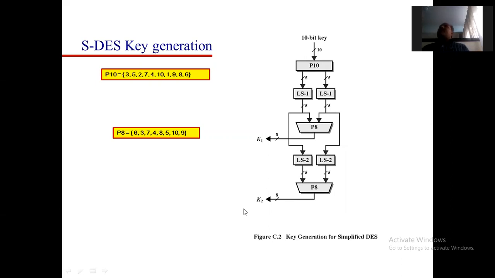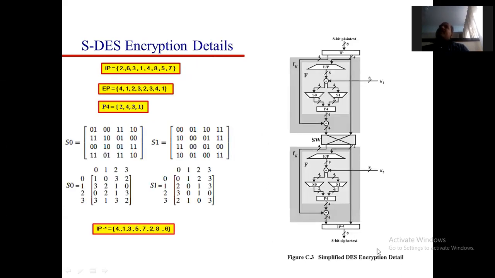So in the examination, you have to remember: what is the input for the SDS key generation? 10 bit. What is the key size of the key K1 in SDS? 8 bit. What is the key size of K2 in SDS? 8 bit. You should remember all these aspects in the examination. So this is the key generation for the simplified DES algorithm, and this is the internal structure of how exactly it happens in the SDS encryption details.